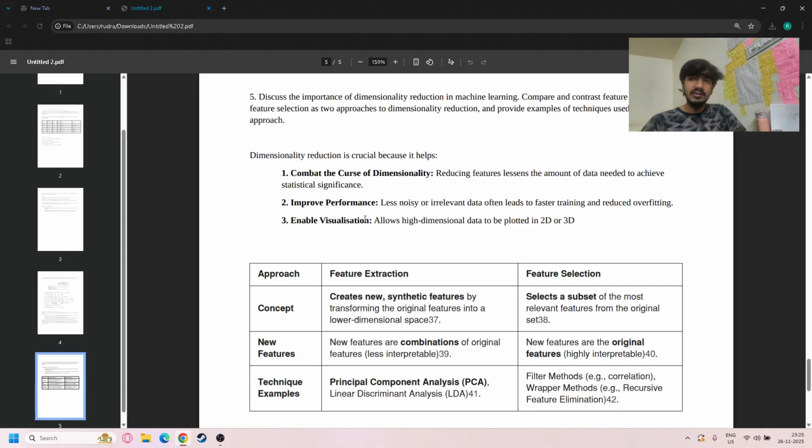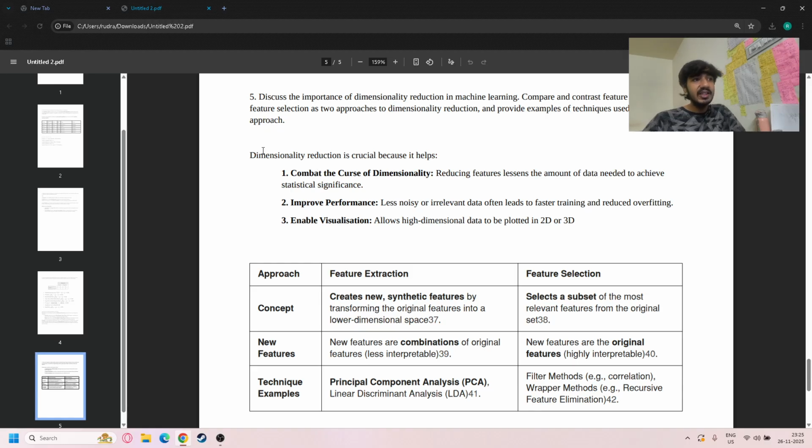Now towards our final fifth question, discuss the importance of dimensionality reduction in machine learning. Compare and contrast feature extraction and feature selection as two approaches to dimensionality reduction and provide examples of techniques used for each. Okay, so dimensionality reduction is important. Why is it important? Because of course high dimensionality will give you a curse. It combats that curse. It reduces features and it lessens the amount of data, because data can be large, it can be huge, it can be humongous.